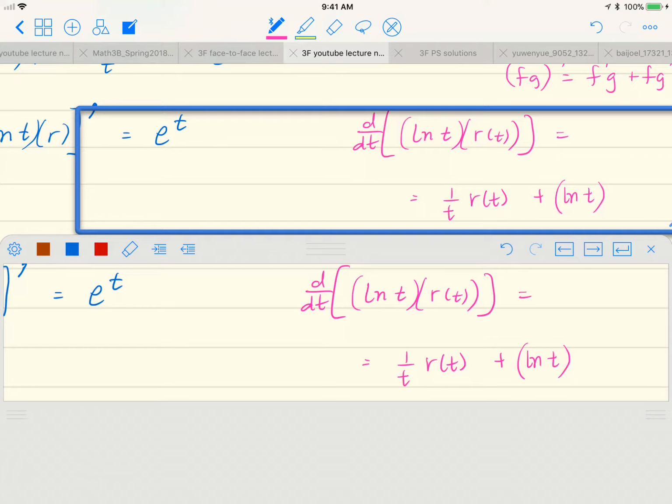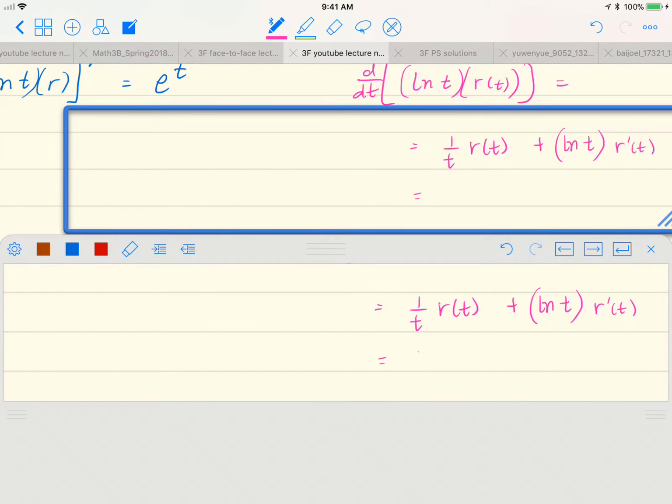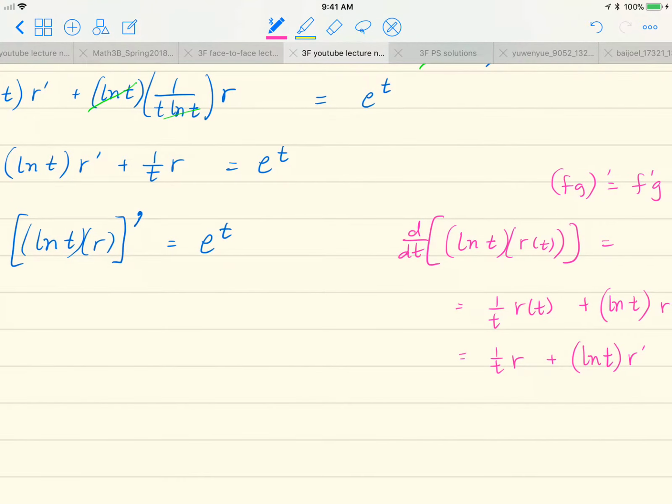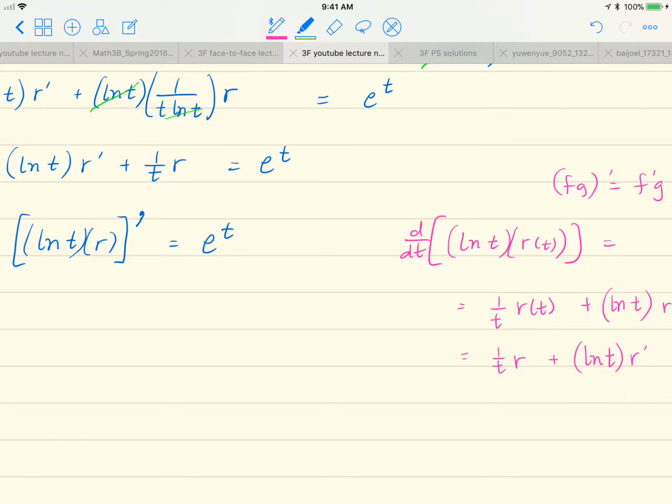I don't know the derivative of r. The best I can do is just write down r prime of t, right? And so now this is the same thing. It's just 1 over t times r plus natural log of t times r prime. And that's exactly what we have up here. So do you see this right here, this left-hand side, is precisely the derivative of natural log of t times r.